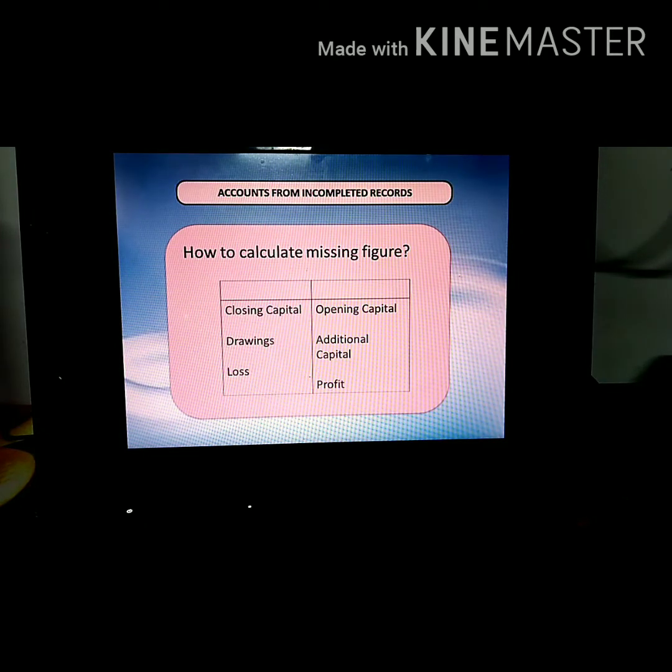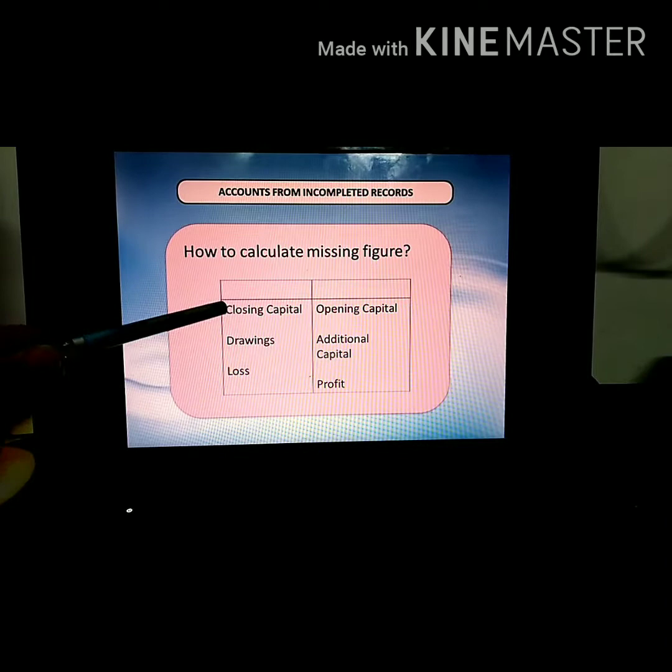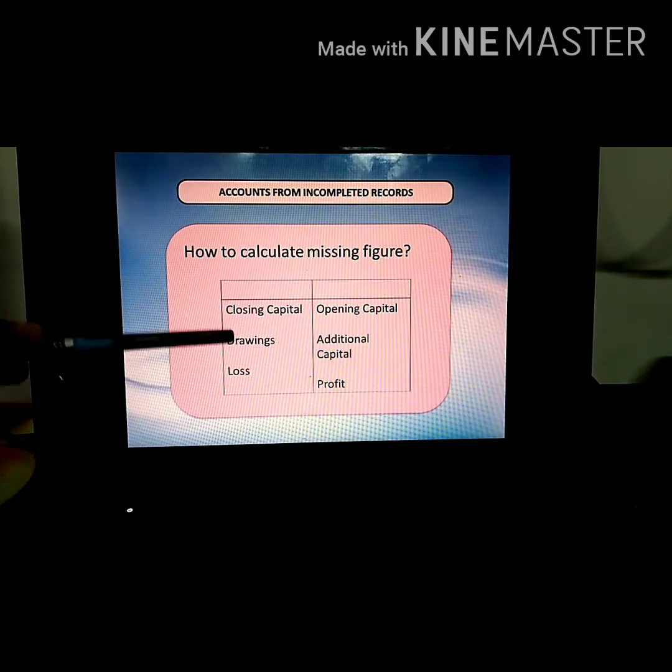While computing a missing figure, you can use this small method. If you use this method, you can very easily find out the missing information, whatever it is. This is not a format; this is a simple method to calculate missing capital. Closing capital, drawing, loss. Either loss or profit is given in your problem, only one of them.